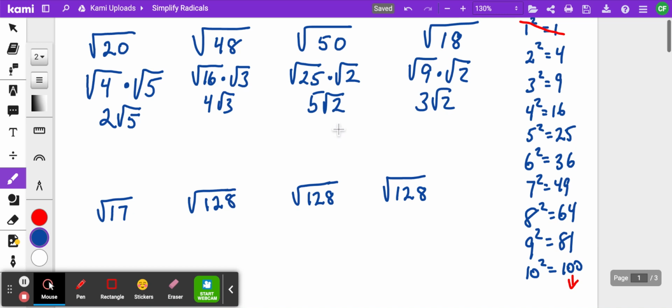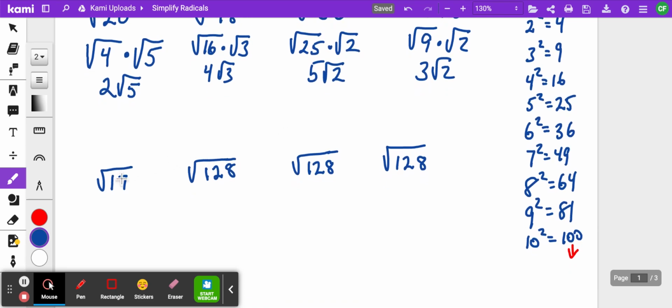Okay, then we're going to come down here. Square root of 17: there is no perfect square that goes into 17, so that is the final answer. That's done at that point.